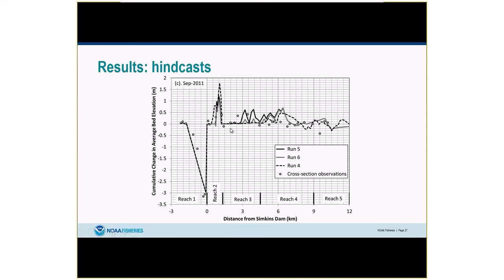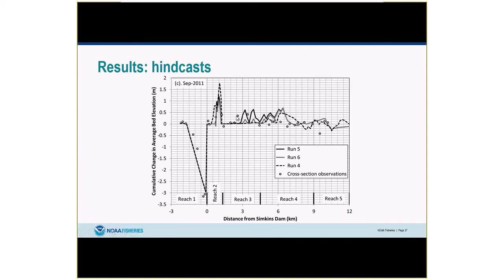So they're getting it right on the timing. September 2011 is also when we see the second improvement brought by the hindcast models. Runs 5 and 6 show deposition in reach 3. Remember, that was missed entirely by the forecast models in run 4. And as we know, the observations are showing that at this time, September 2011. The models aren't getting it perfectly, but again, the forecast models missed this altogether.